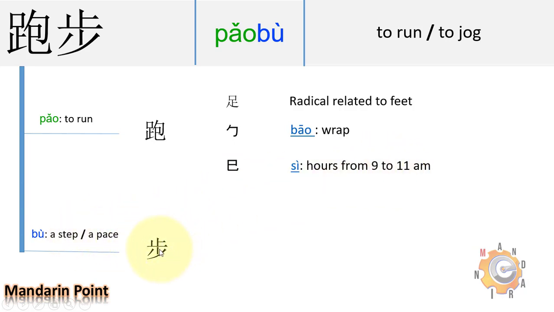Okay, now let's decompose this step or pace. At the top, it is this character, and at the bottom, it is this. Very simple. This character is actually chi, which means step with left foot, while this character is very simple, just a combination of three basic strokes. Alright, so 跑步 means to run or to jog.